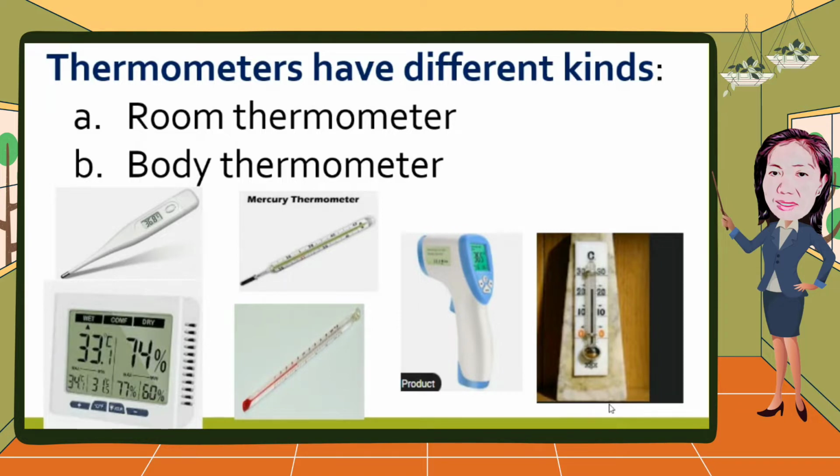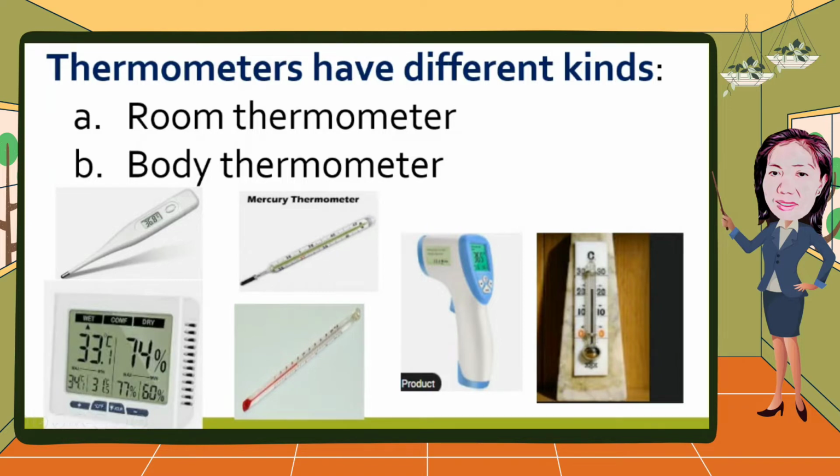Okay. In this picture, you can see different kinds of thermometers. We have first the body thermometer, second digital, and this one. Do you know what kind of thermometer this is? This is a mercury thermometer, having a liquid mercury inside the thermometer. This one is an alcohol thermometer.